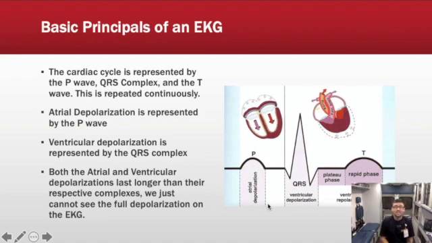The cardiac cycle. The entire cycle itself is represented by the P wave, the QRS complex, and the T wave. This is repeated time and time again as long as somebody's heart is still beating. Atrial depolarization is represented by the P wave. Ventricular depolarization is represented by the QRS complex.